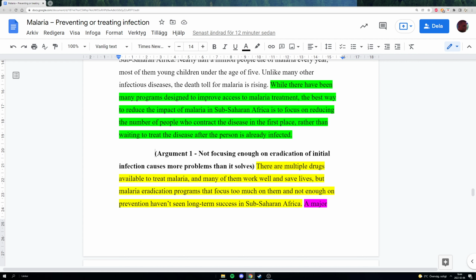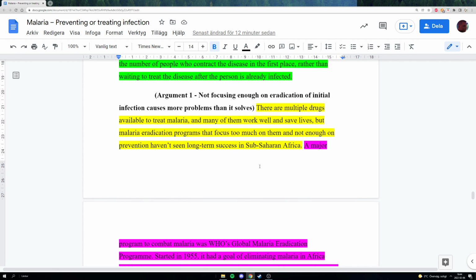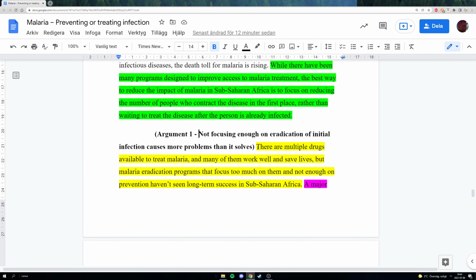Either you have to go super hard on sending out treatment, or you try to eradicate initial infection as much as humanly possible. So the first initial claim here is that there are multiple drugs available to treat malaria, and many of them work well and save lives. So it gives credence to the drugs, saying that they do exist and they are good. But the malaria eradication programs that they have seen thus far focus too much on them and not enough on prevention, which has negative long-term consequences.